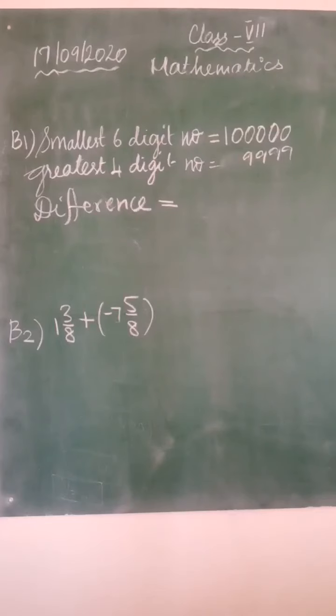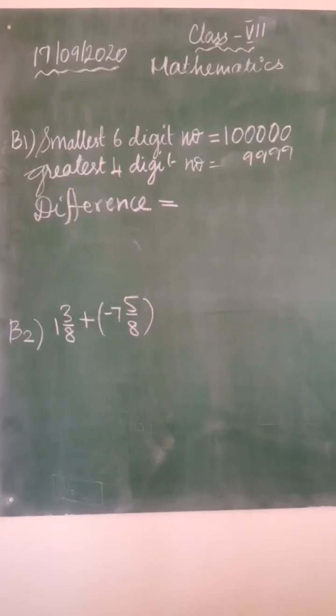Now let us see the answers of the basic math sums that were given. The first sum was: find the difference between the greatest 4-digit number and the smallest 6-digit number. The smallest 6-digit number is 1 lakh. Here we have 5 zeros and 1 one, so the smallest 6-digit number will be 1 lakh. Next, the greatest 4-digit number is 9,999.